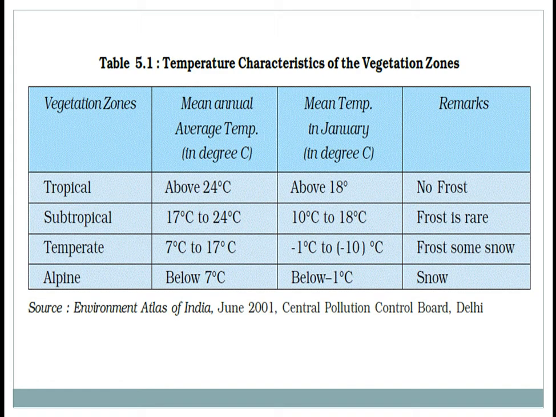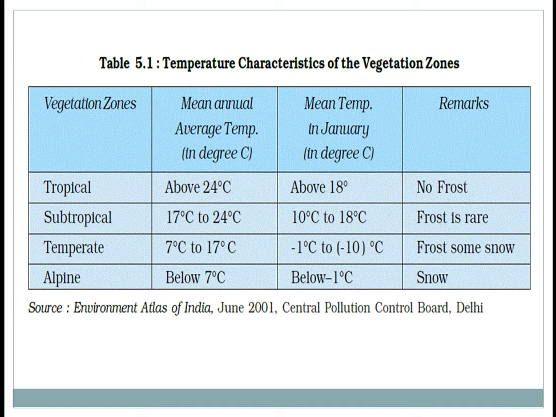Next, temperature characteristics of vegetation zones. Please observe Table 5.1 carefully. We are seeing the vegetation zones: tropical, subtropical, temperate and alpine, with the mean annual average temperature in degrees Celsius, the mean temperature in January in degrees Celsius, and remarks. So first we are seeing the tropical part. Tropical is above 24 degrees Celsius. In January it is 18 degrees, and the remark is no frost.